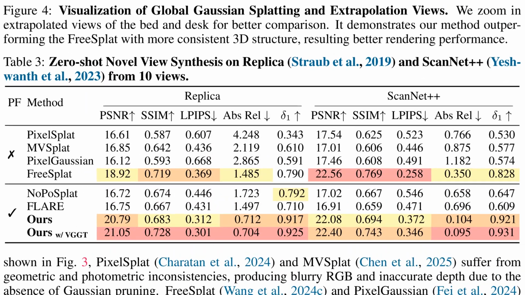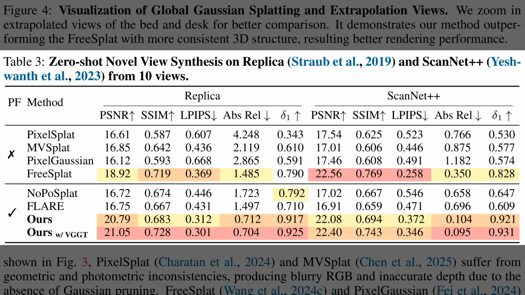So while Table 2 covered in-dataset depth and speed, Table 3 tests zero-shot performance on Replica and ScanNet++ from 10 views. The method reaches about 21 PSNR on Replica, with delta 1 near 0.92, which clearly tops pose-free baselines and improves depth error to roughly 0.71 absolute relative. On ScanNet++, PSNR is about 22 to 22.4, with absolute relative around 0.10 and delta 1 near 0.93, whereas FreeSplat shows higher error and lower delta 1.